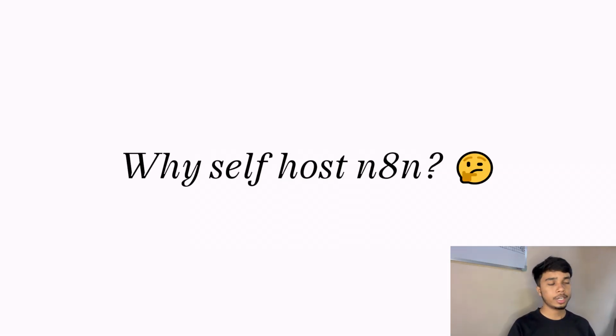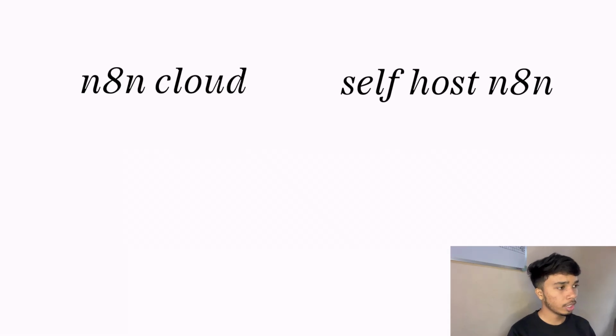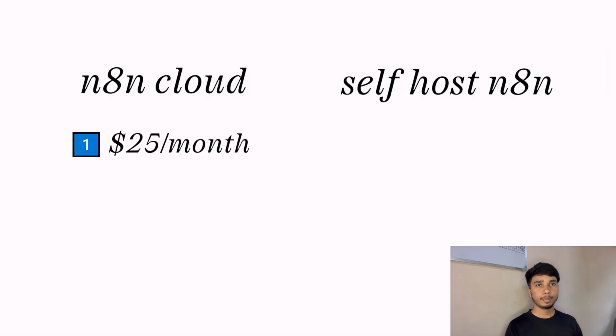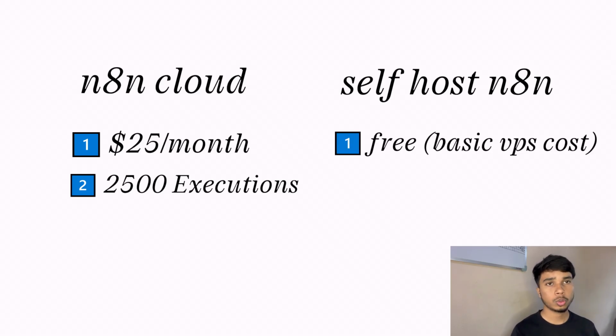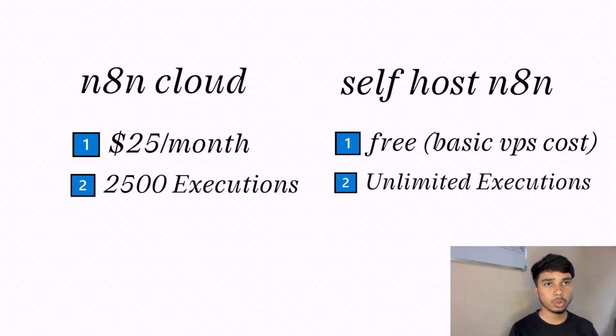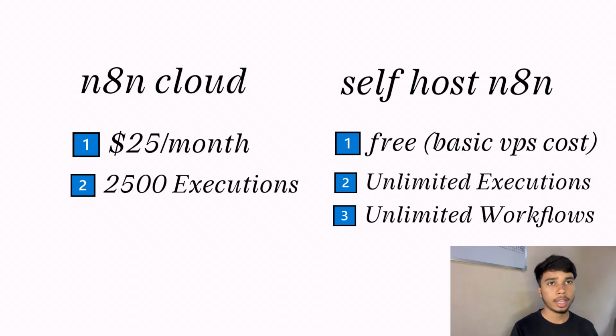So why self-host n8n? Here is a quick comparison between the n8n cloud and a self-hosted environment. For n8n cloud, the plan starts from $25 a month, and it is limited to 25 executions per month. In a self-hosted environment, the software is free. You can host it wherever you want, select your region, and it offers unlimited executions, unlimited workflows, and it starts from like $6 a month.